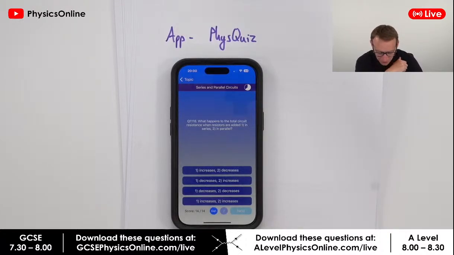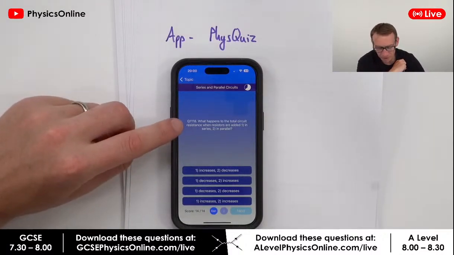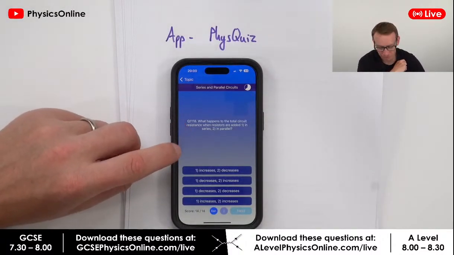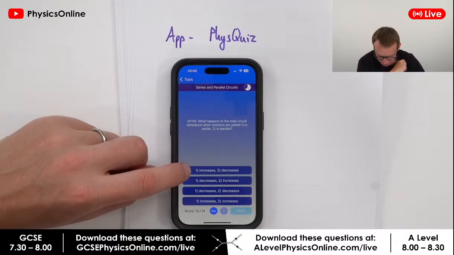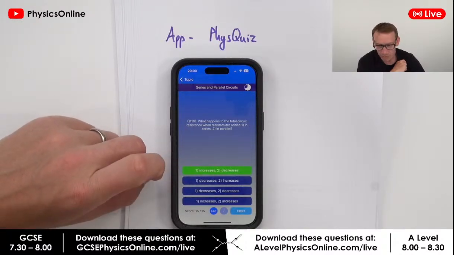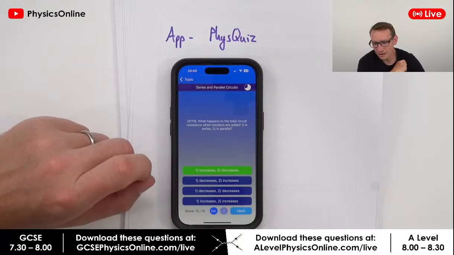What happens to the total circuit resistance when resistors are added in series and in parallel? So in series it's going to increase, and in parallel it's going to decrease. So I would say number 1 is correct. A.